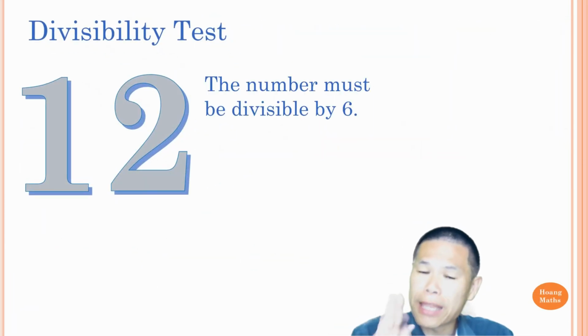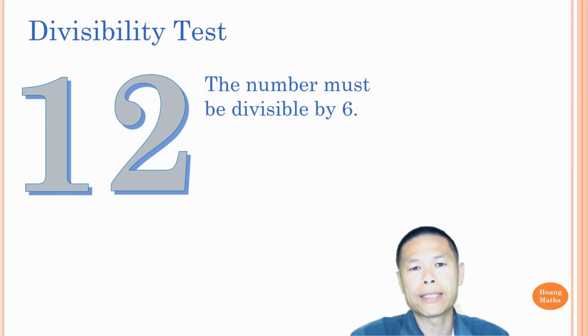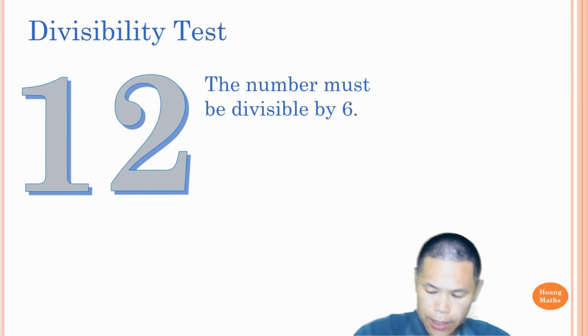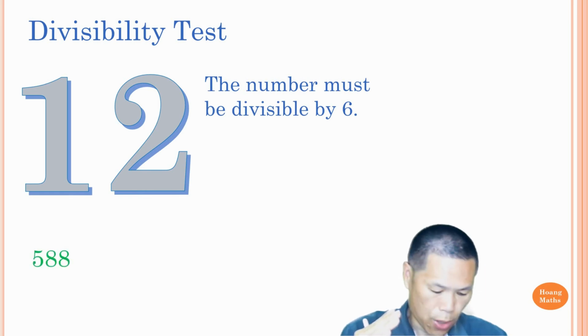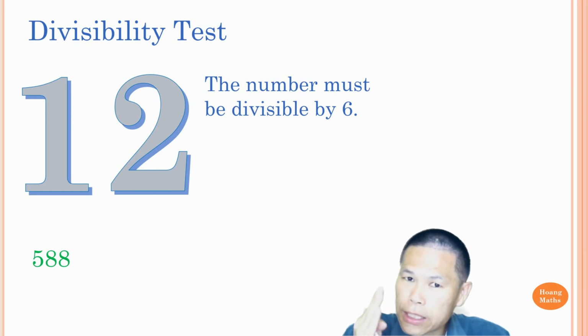So for a number that is divisible by 12, the number must be even and divisible by 6. Or you can work it out by the number must be divisible by 4 and 3. Okay? So let's go through one example. We have 588, to work out whether it is divisible by 12 or not.